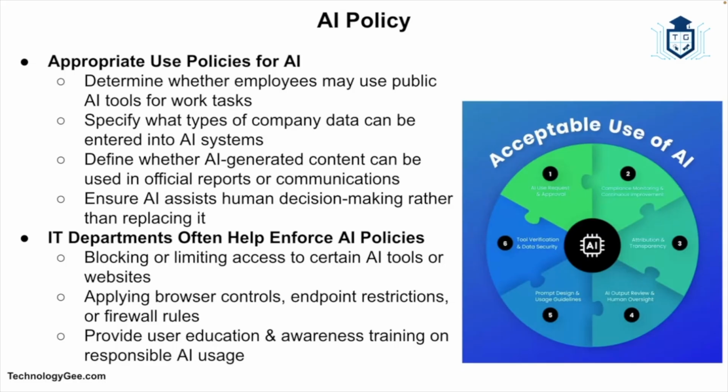An appropriate use policy defines how AI tools can and cannot be used in the workplace. Some examples include whether employees can use public AI tools like ChatGPT for work tasks, what type of data can be entered into AI systems, whether AI-generated content can be used in official documents, and how AI can assist but not replace human decision making. From an IT standpoint, enforcing or supporting these policies might involve blocking access to certain AI tools, configuring browser or endpoint restrictions, and educating users about safe AI practices.